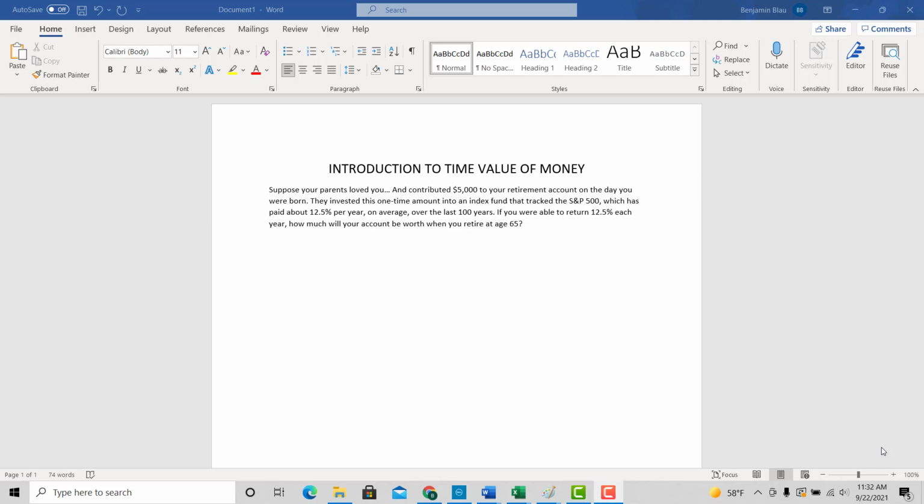I'm being a little facetious. You're going to find out that your parents may love you a little bit more had they done this. If they were to contribute $5,000 into a retirement account on the day you were born and got 12.5%, what would that account be worth when you retire in 65 years?